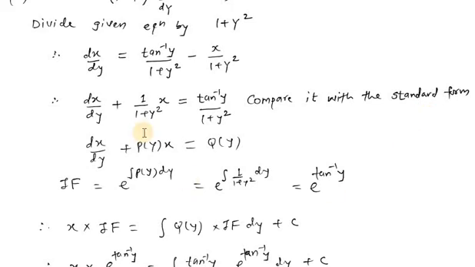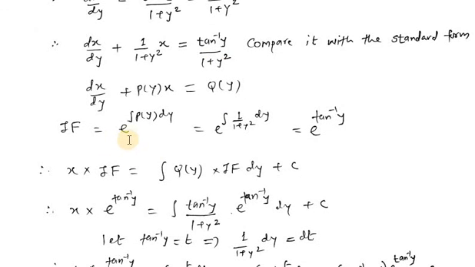Now comparing it with the standard form, that is dx by dy plus p of y into x equals to q of y. So we have p of y equals to 1 over 1 plus y square, and q of y is tan inverse y over 1 plus y square. Now the integrating factor is e raised to integration p of y dy, and this is equals to e raised to integration 1 over 1 plus y square dy. Now integration of 1 over 1 plus y square, answer is tan inverse y, so it will become e raised to tan inverse y.